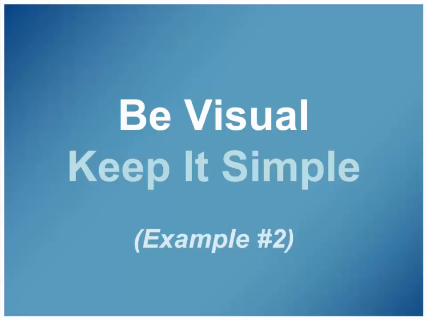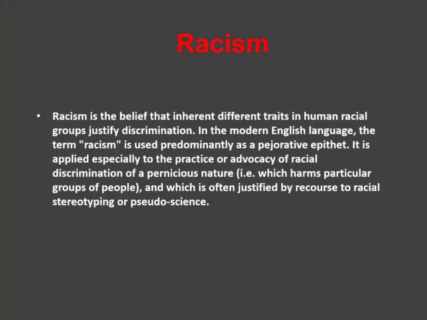Let me give you a second example. Be visual, keep it simple. So I want to talk to you about racism. Racism is the belief that inherent different traits in human racial groups justify discrimination. In the modern English language, the term racism is used predominantly as a pejorative epithet. It is applied especially to the practice or advocacy of racial discrimination. So I'm sitting here reading this slide to you. You see what's on the slide, and I'm saying the exact same thing. You get bored by doing this.